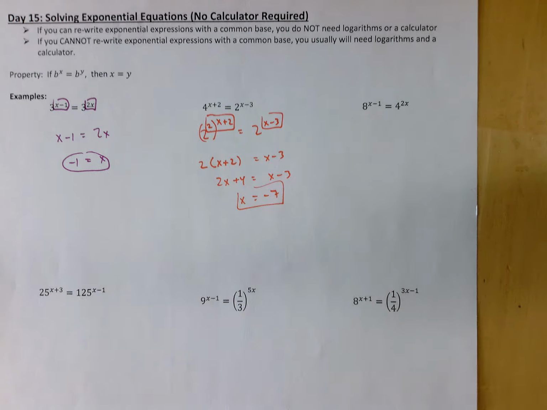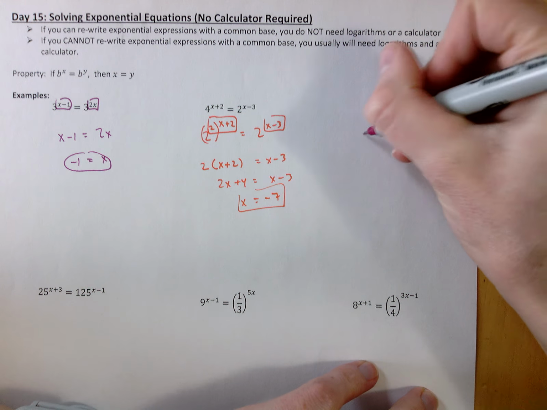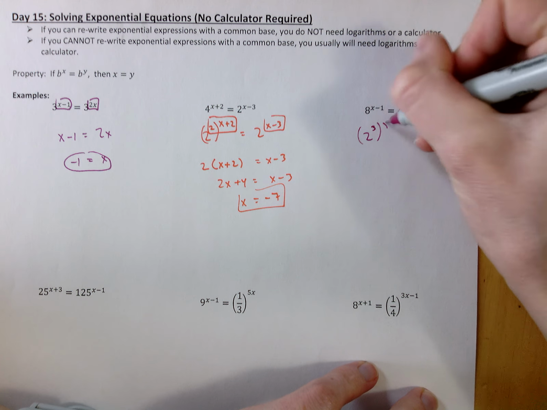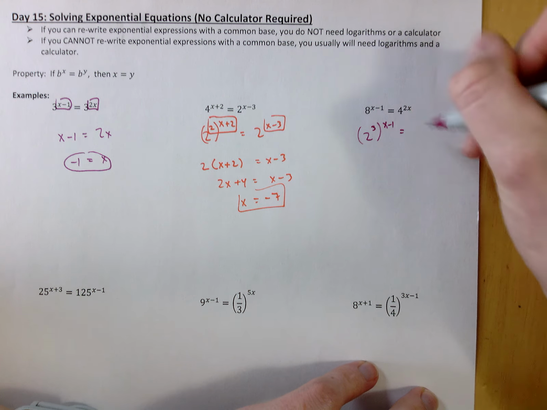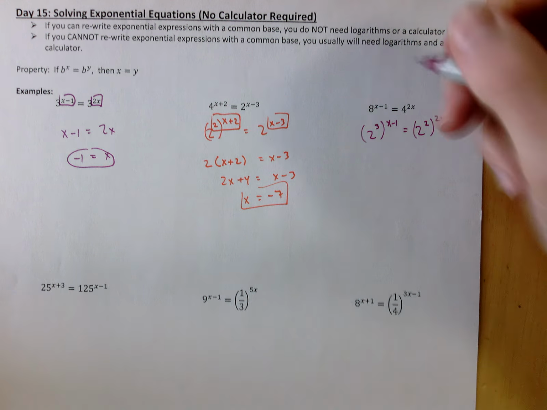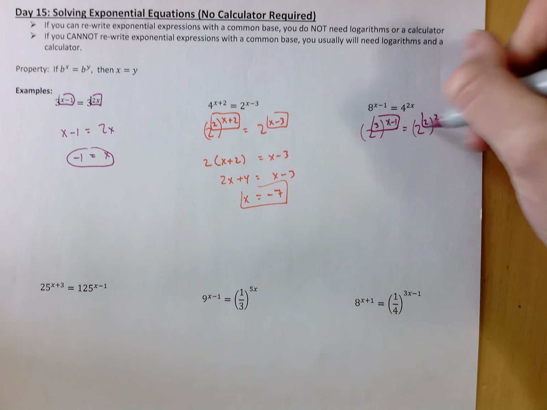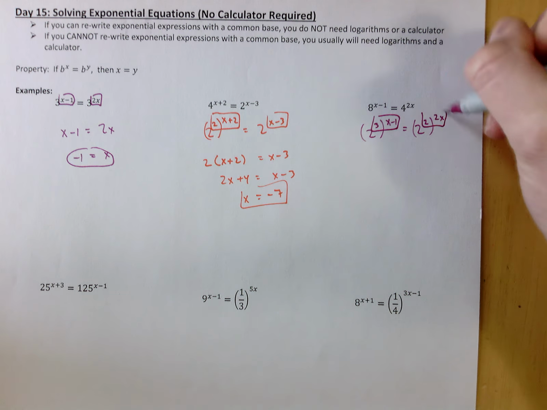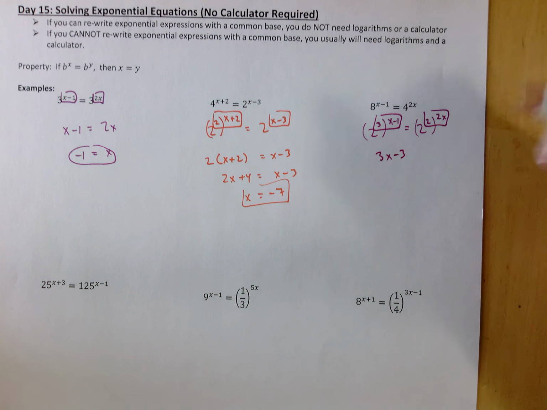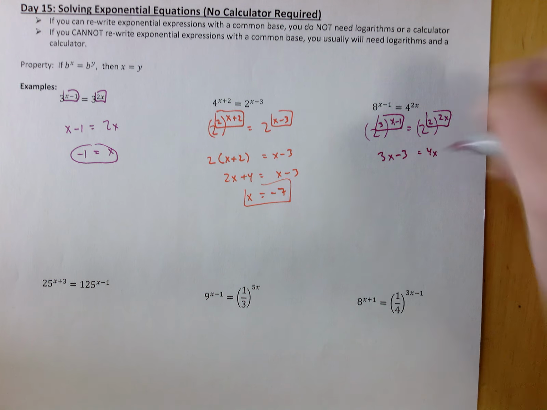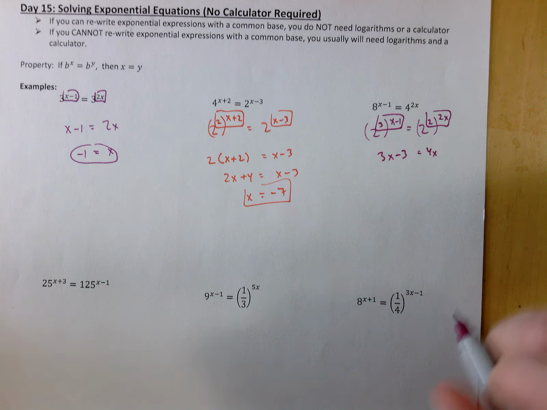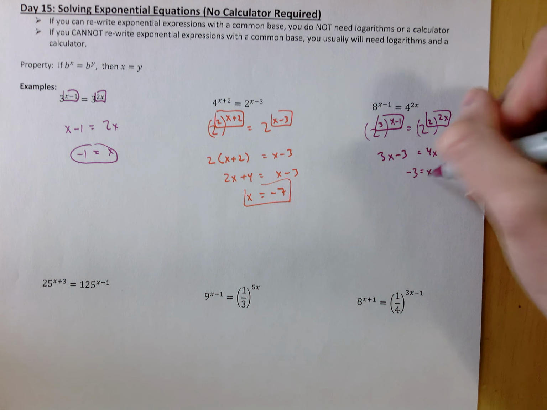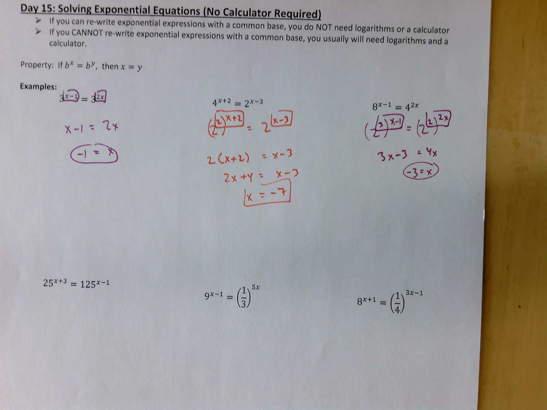Okay, this guy here. So again, I can rewrite these as powers of 2. So that's 2 to the third to the x minus 1. And 4 is 2 squared to the 2x. Okay, and then I can say that this has to equal this. Again, make sure you do that distributive property. So this is going to be 3x minus 3 equals 4x. So then -3 equals x, and we're done.